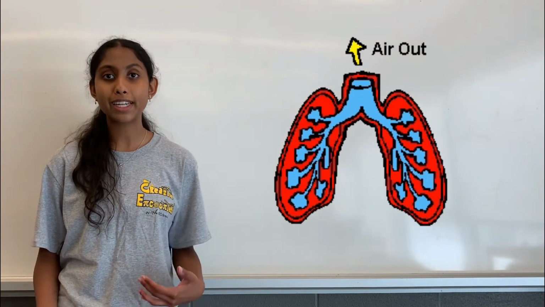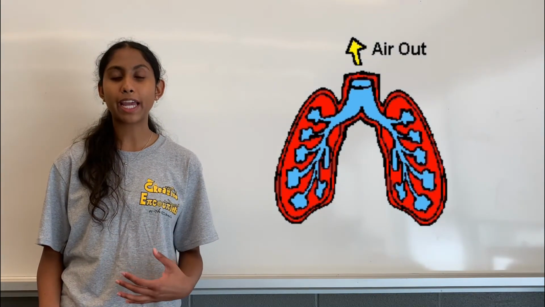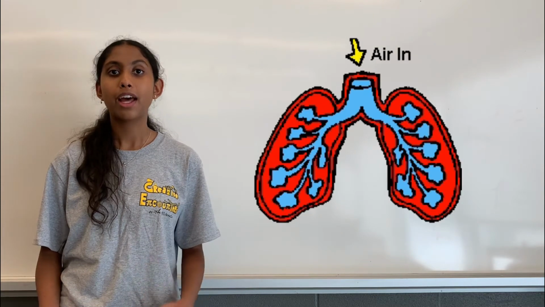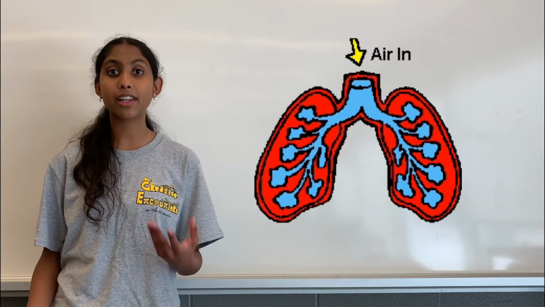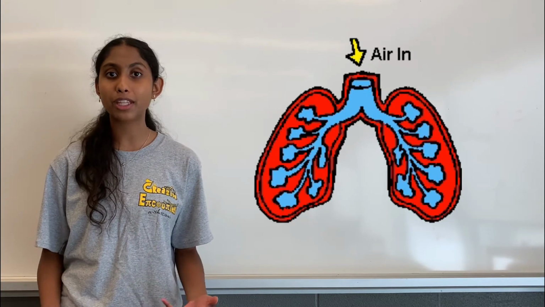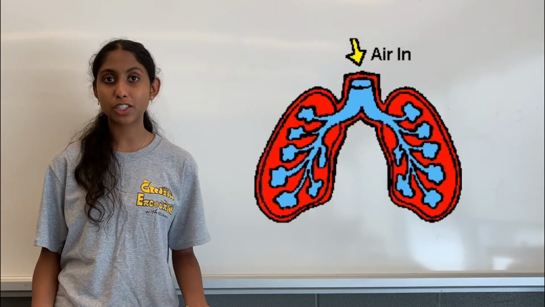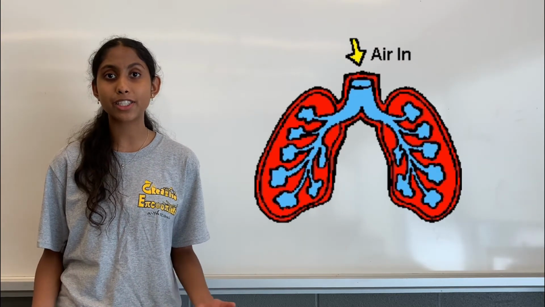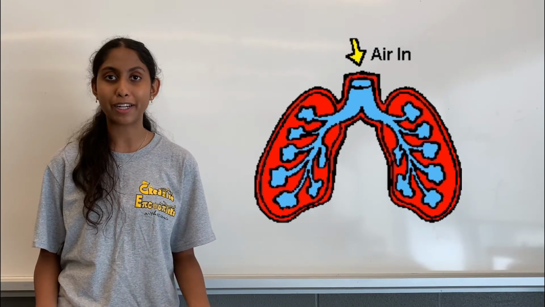Well, when you breathe in air, your diaphragm pulls downward and your rib cage moves up and out. This results in the space inside of your chest increasing and allows the air to be pulled inside your lungs. When you breathe out, the opposite happens. Your diaphragm moves up, your rib cage returns to normal, and the space inside your chest gets smaller. This results in the air coming out of your body.